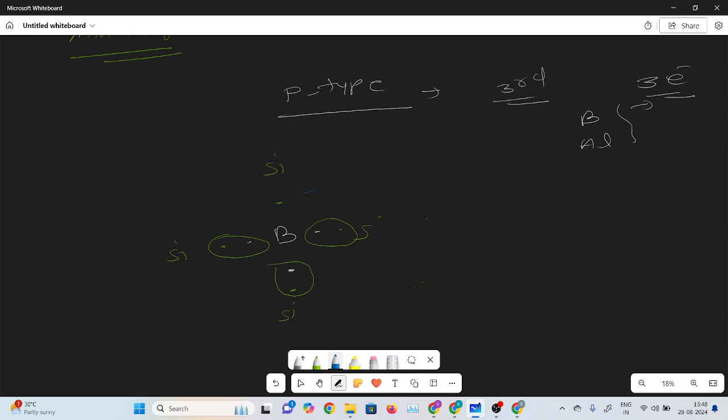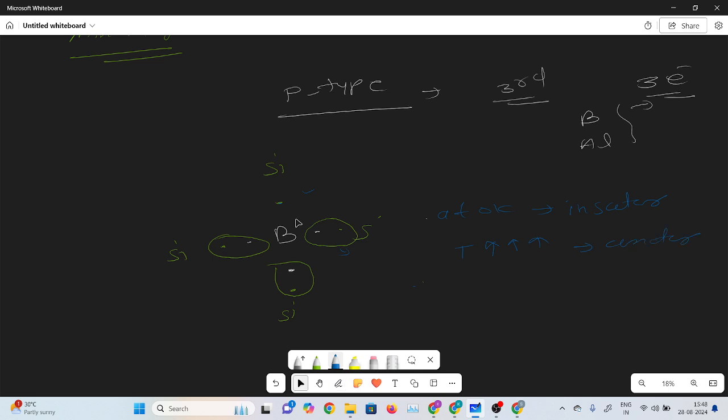At zero Kelvin, it behaves as an insulator. But if we increase the temperature, this covalent bond will break and some electrons will be free, and it behaves as a conductor.